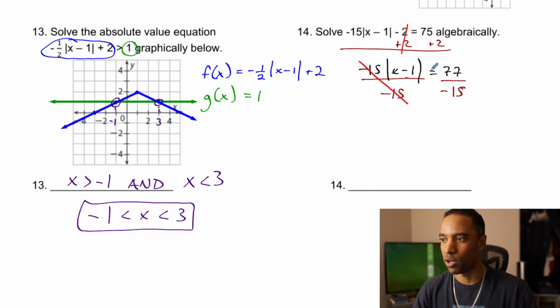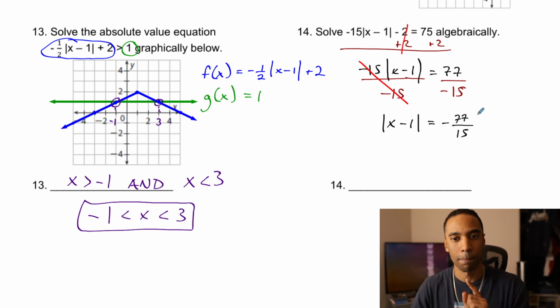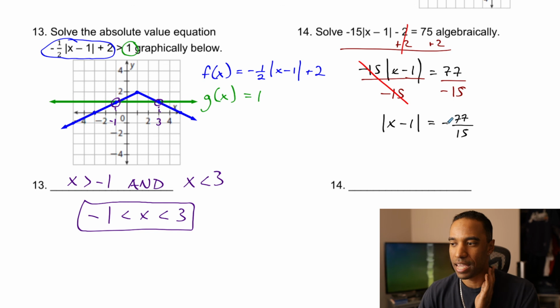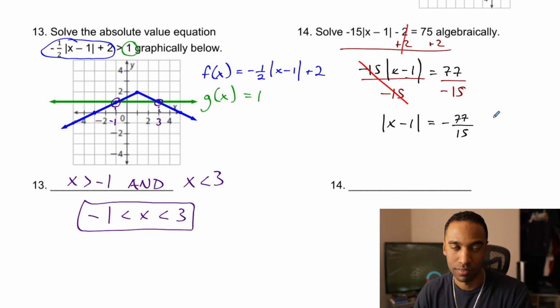If this were an inequality, we would actually flip the inequality once we divided by a negative. But here, just make sure that your number is negative in the end. I cannot reduce that, so I'm going to leave it as -77 over 15. And you're like, well, that's a big problem. I don't want to work with fractions. You won't have to. This is a negative on this side. We cannot take the absolute value of something and get a negative. Okay, we cannot take the absolute value of something and get a negative.